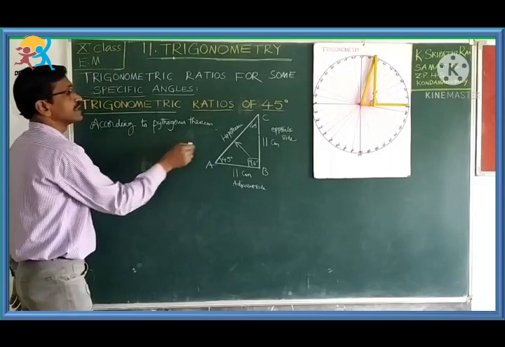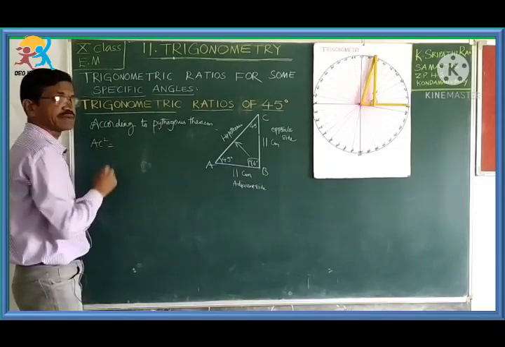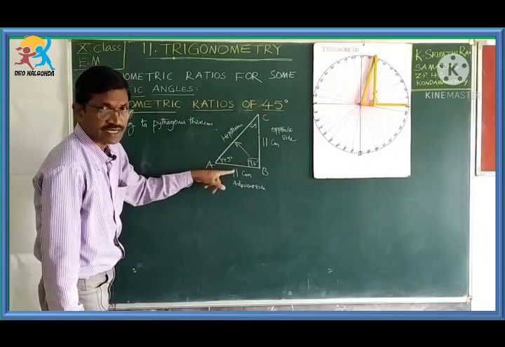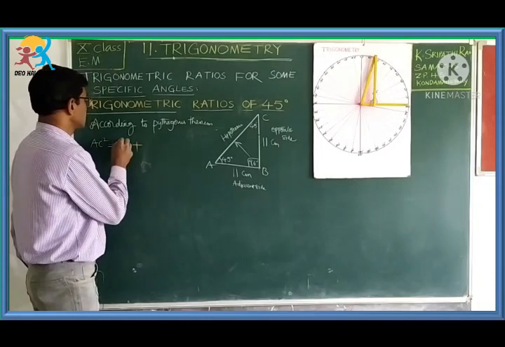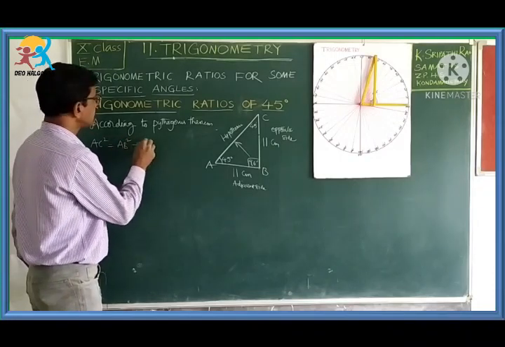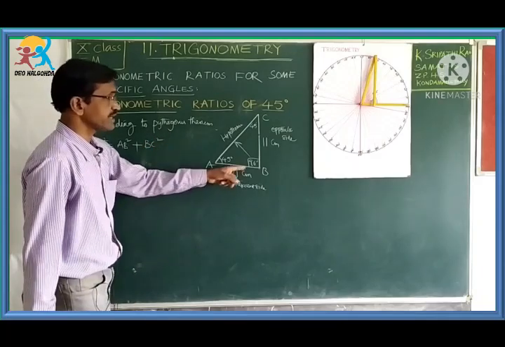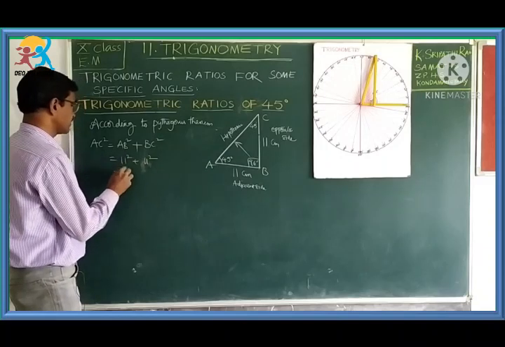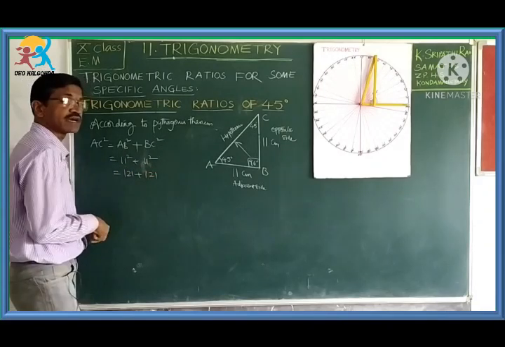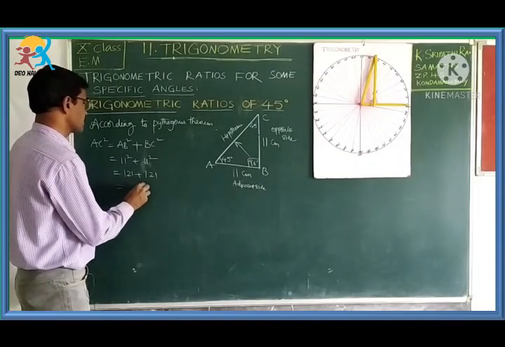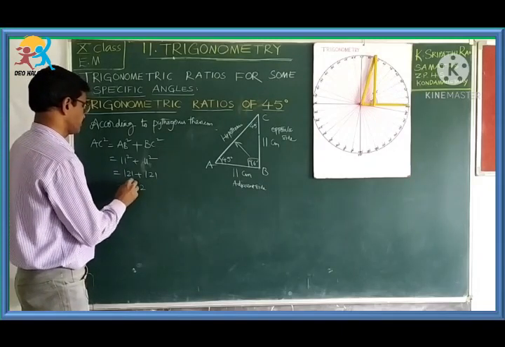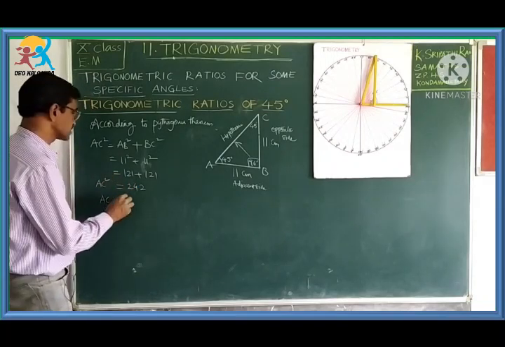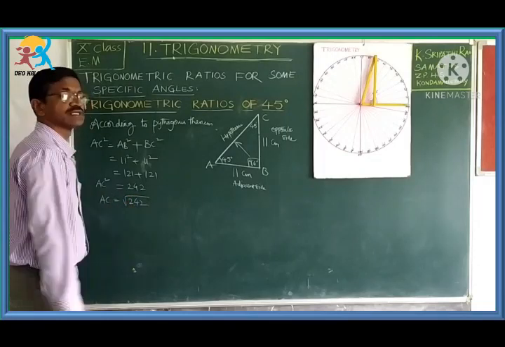Now let us find the AC. AC square is equal to, according to Pythagoras theorem, hypotenuse square is equal to sum of the squares of the other two sides. So AB square plus BC square. Here let us write 11 square plus 11 square. Here we get 121, again 121, 121 plus 121, 242. AC square is equal to 242. Then AC is equal to what? Square root of 242.